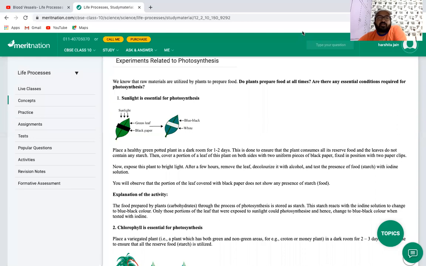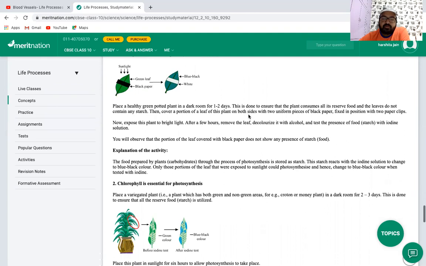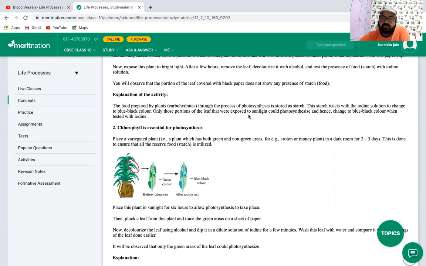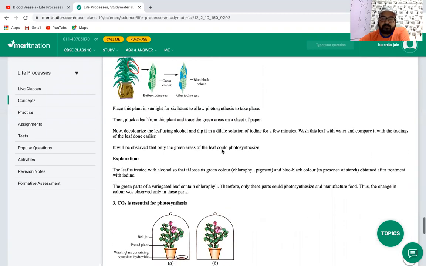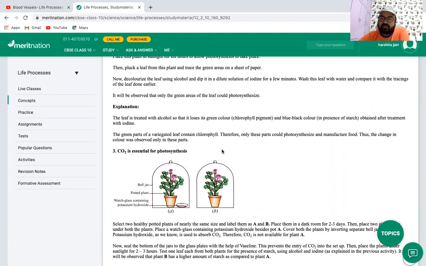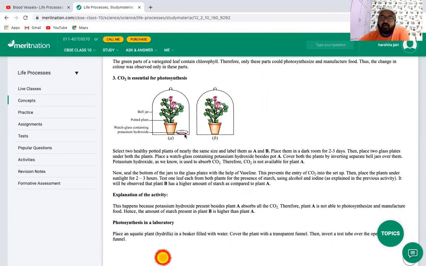Sometimes activity-based questions come, which I've already shared in the previous notes, that sunlight is essential for photosynthesis, so show it by an activity. This is given in your NCERT book also. You must know. Chlorophyll is essential for photosynthesis. Please show by an activity. What is a variegated plant? It has both green and non-green areas. Carbon dioxide is essential for photosynthesis. For that we take KOH in one of the containers. KOH has the capability to trap carbon dioxide. If trapping happens, the carbon dioxide will not be shared, there will be no sharing in this one. Here the germination will look good.